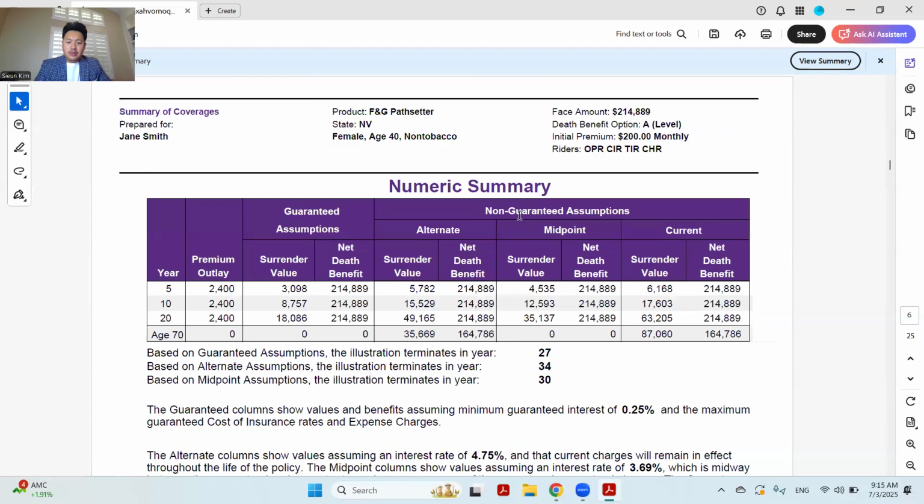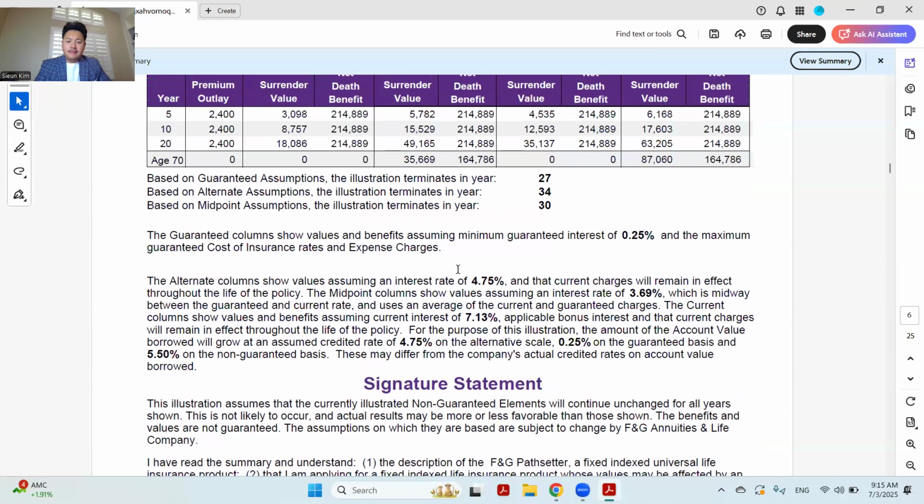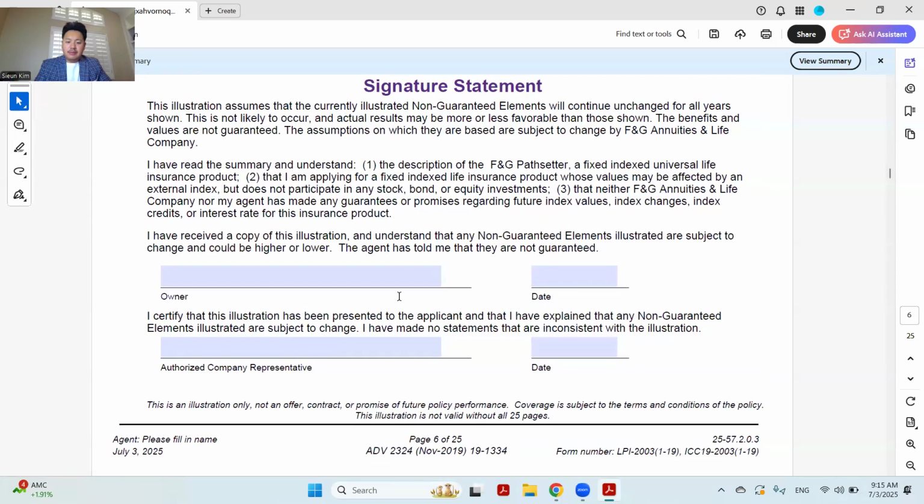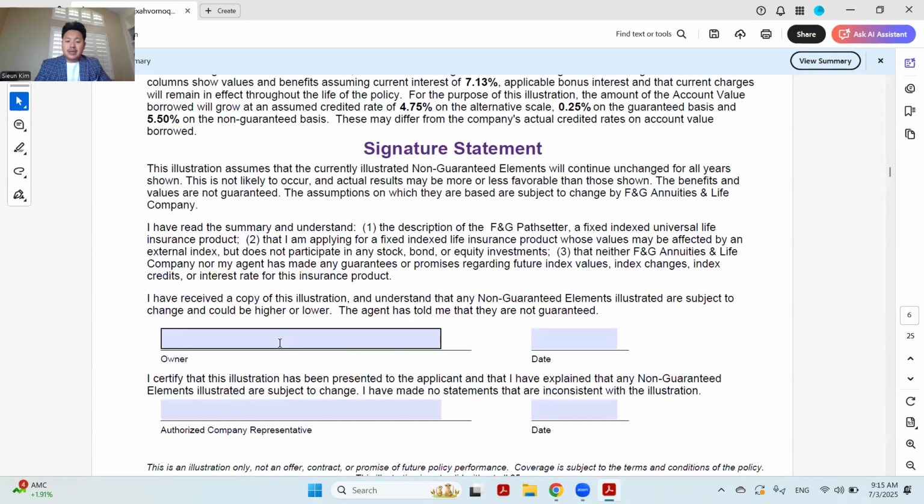By the way, this is the page numeric summary. Usually it's page 6 of 25. If a client agrees, you can get this signed and submitted with the application, or after the policy gets issued, they mail the policy to the agent unless it's specified on the application, and the agent needs to get signed here by the owner and date, and then you sign it here and date it.